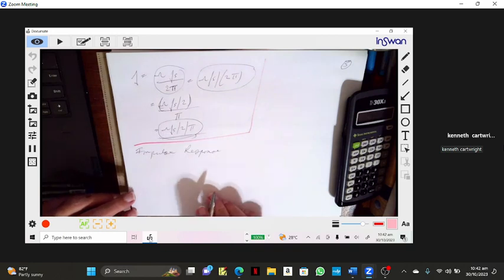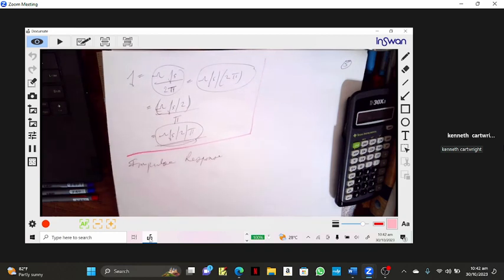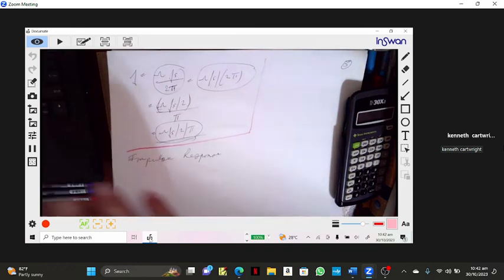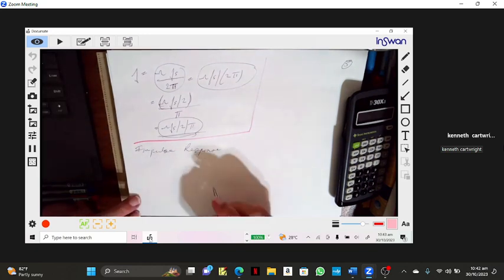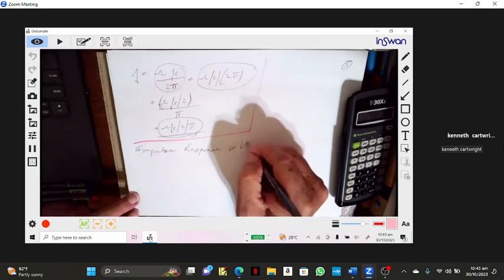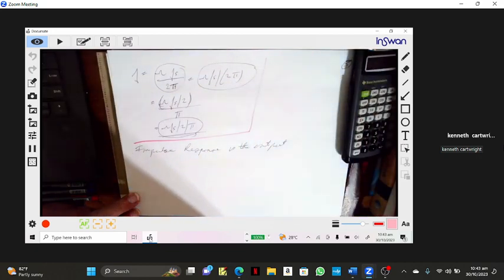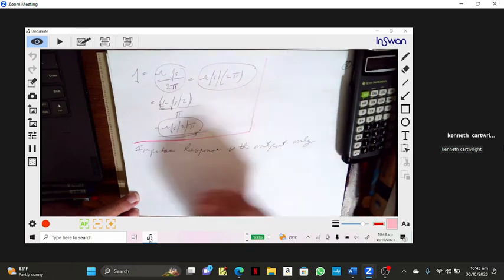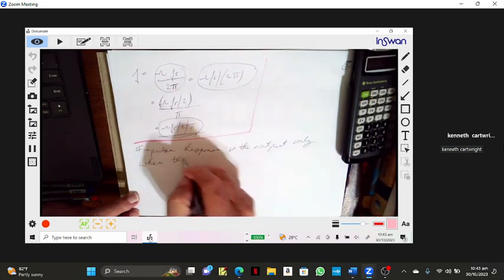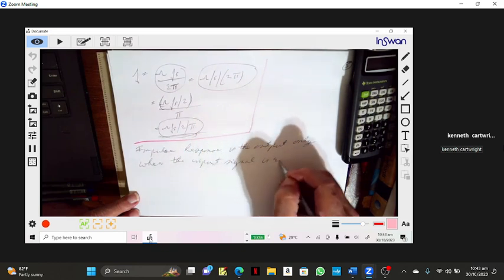So let me write that down. I don't know why this is not like second nature by now. We did this in 320. We did this earlier in the semester. We actually found the impulse response. The impulse response is the output, for a special case, only when the input signal is an impulse.